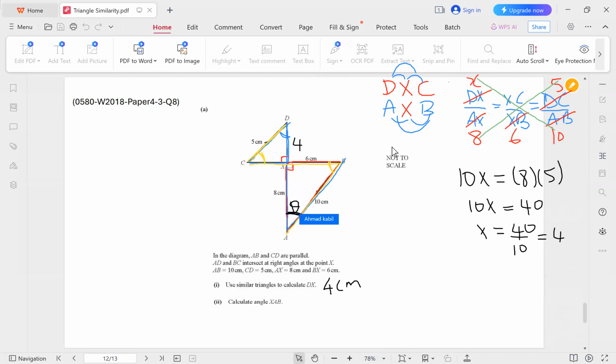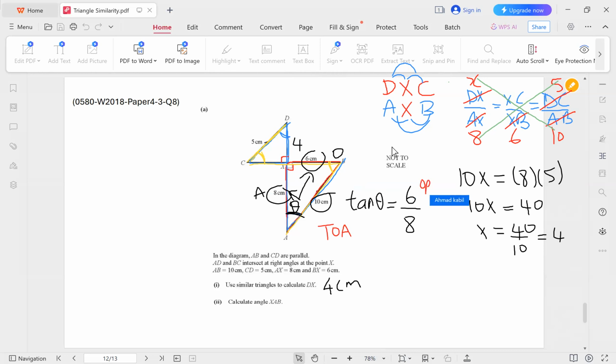You can just use SOHCAHTOA. Any ratio would work because you have all 3 sides. So I'm just going to use the opposite. So this is the opposite. And this here would be the adjacent. So I would use tan theta equals opposite, which is 6, over adjacent, which is 8. TOA, remember TOA, this is important. So tan theta equals opposite over adjacent.